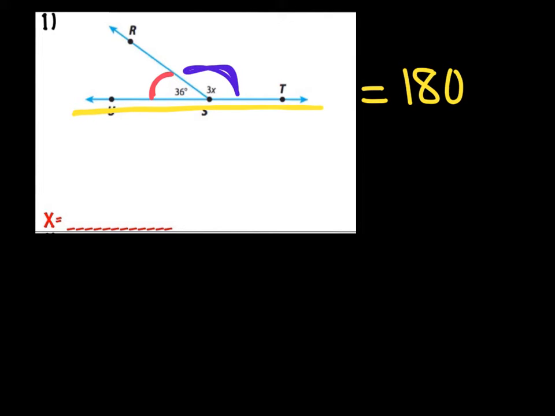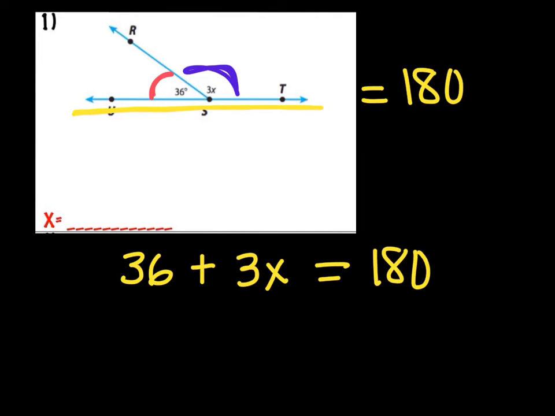So I'm going to create an equation that says the first angle, 36 degrees, plus the second angle, which is 3x. Together, those equal the total 180 degrees. So we already did solving equations, so we're going to go back to that and find out how much x should equal.